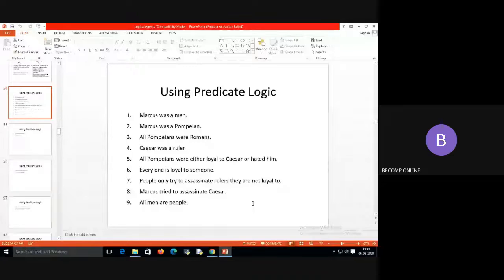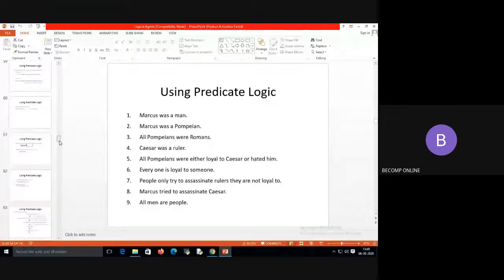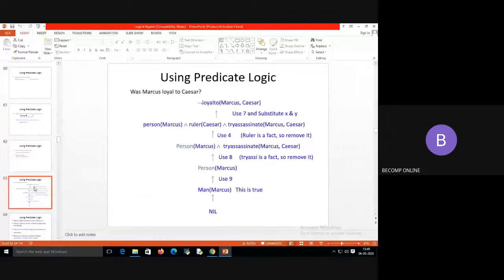We have different statements that tell us who Marcus is and who Caesar is. But nowhere is there a fact that states whether Marcus is loyal to Caesar or whether Marcus hated Caesar. So how do I draw the conclusion? For this example, I have shown it in the slide. I'll be solving one different example on the board. So in this case, was Marcus loyal to Caesar?